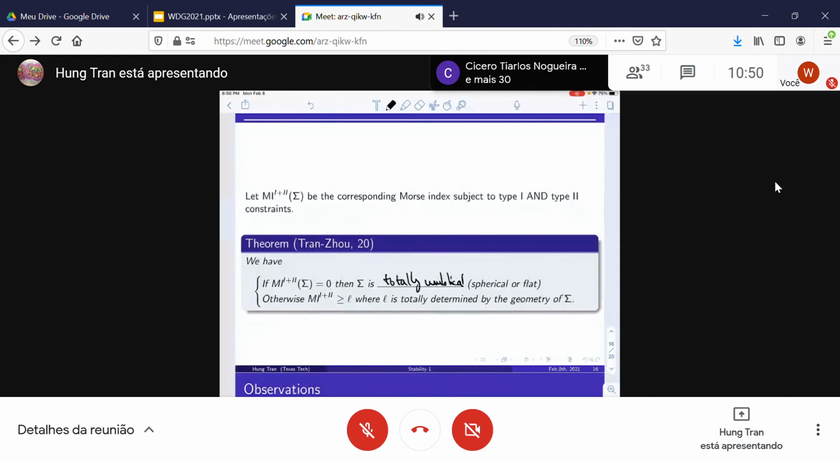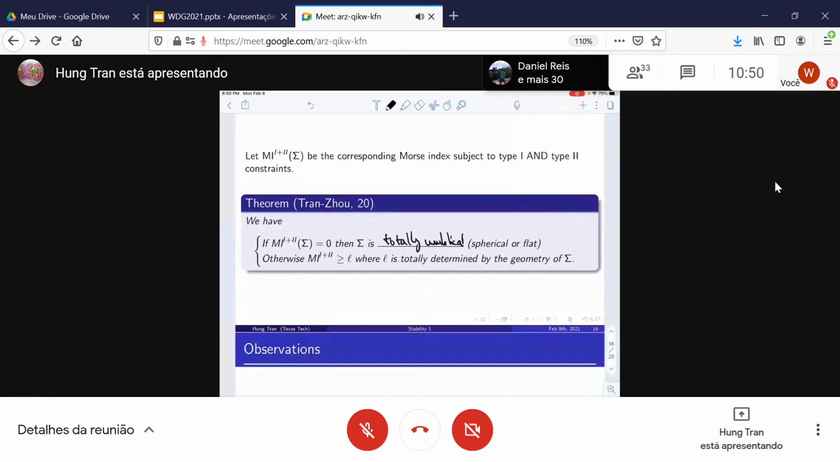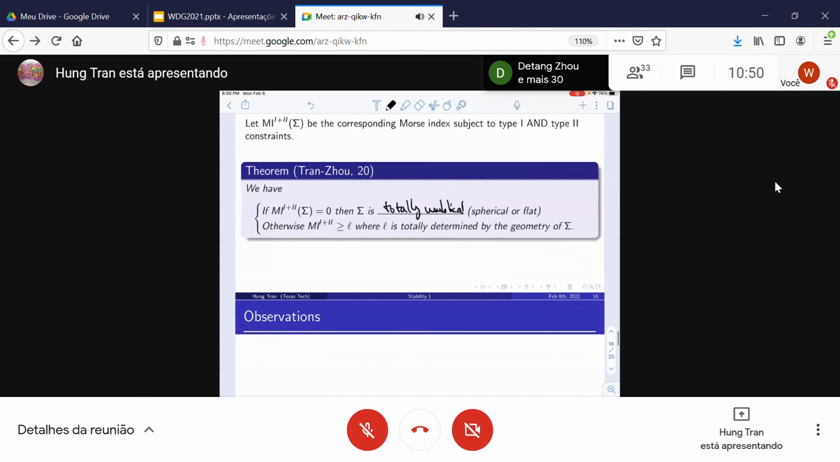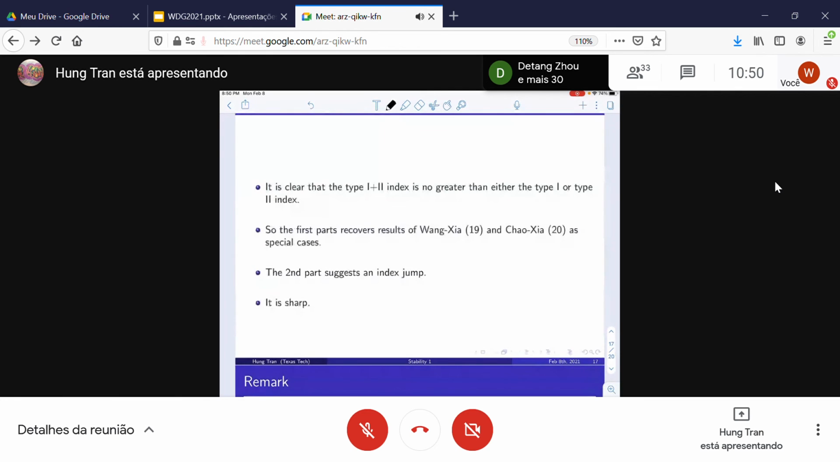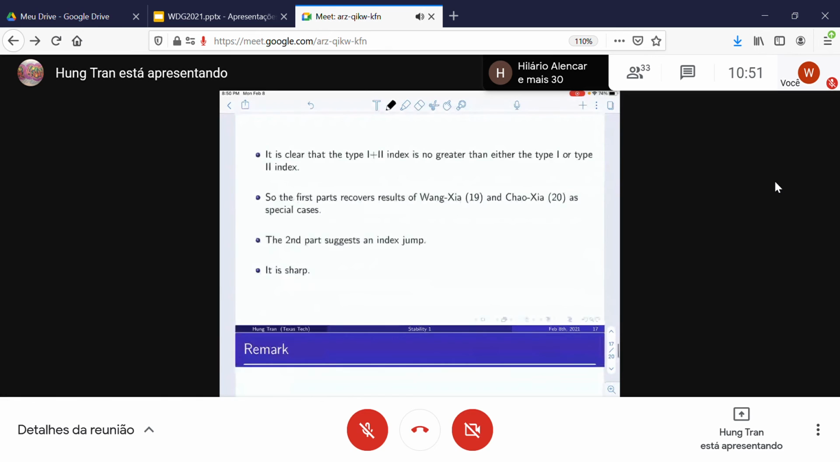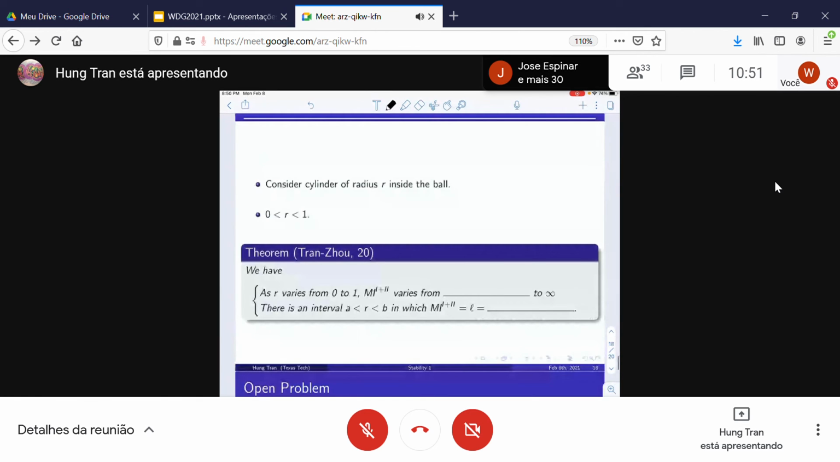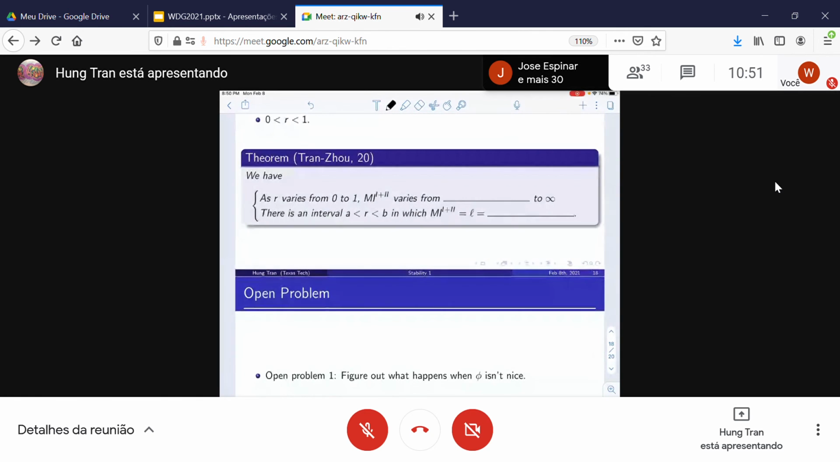And when it's not equal to 0, we're able to show that it's greater than some number L, and L here is totally determined by the geometry of sigma. An interesting observation is that these results recover the previous results of Wang-Xi and Chao-Xie very recently as special cases. And also it is a sharp inequality. And in this remark, we construct an example to show that the inequality is sharp.